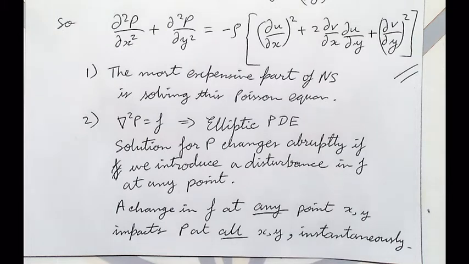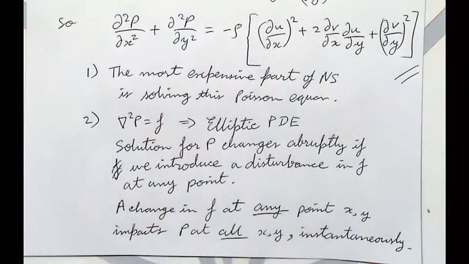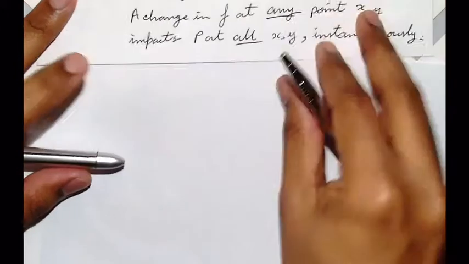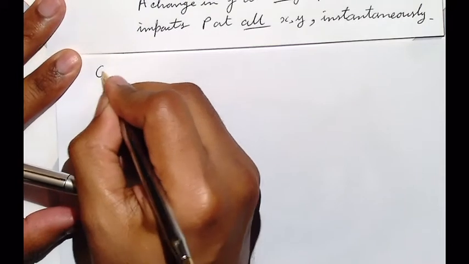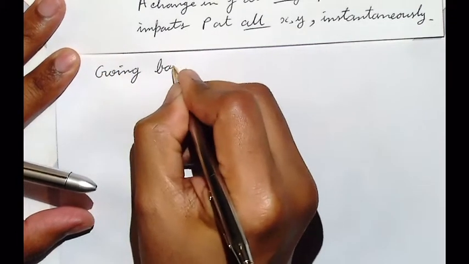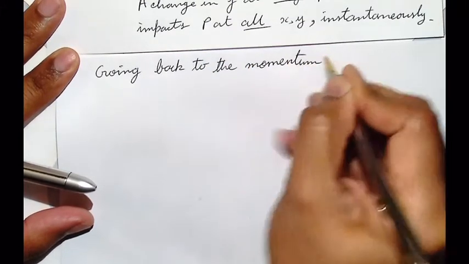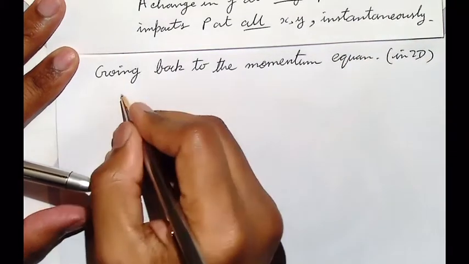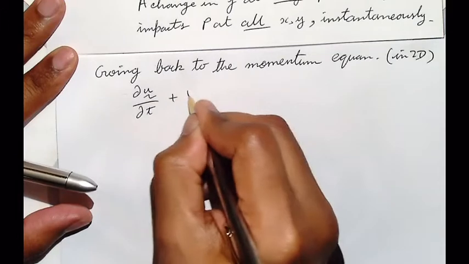Okay. Fine. So we know the relation between P and its dependence on U. Let's go back to what we were trying to do, which is solve the momentum equation. And let's stick to 2D. So going back to the momentum equation in 2D. I don't remember the individual parts, but I do always remember the vector form. So let me write it out.